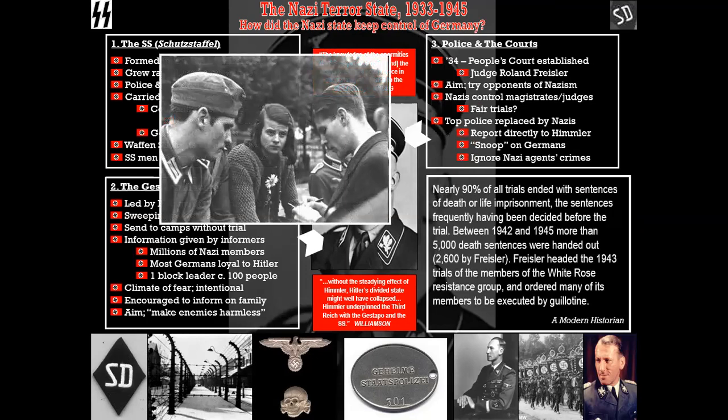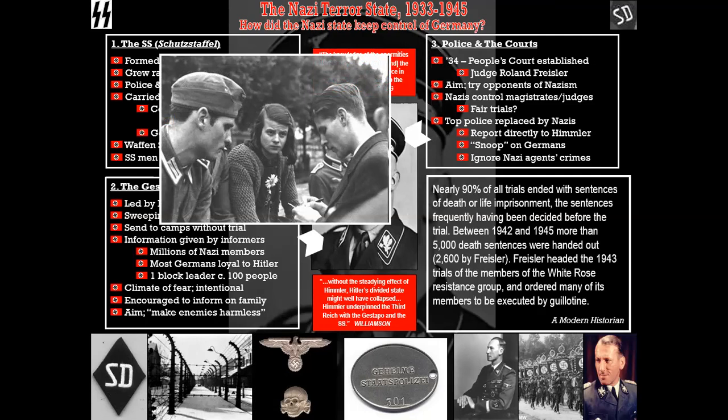1934, that was when the People's Court was established with Judge Roland Freisler at its head. The aim was to try opponents of Nazism, and they controlled magistrates and judges, meaning there's no such thing as fair trials, hence why in the notes it says they're fair trials? A modern historian has this to say: nearly 90% of all trials ended with sentences of death or life imprisonment, the sentences frequently having been decided before the trial. Between 1942 and 1945, yes, that's the last 3 years of the Nazis being in power, more than 5,000 death sentences were handed out, 2,600 by Freisler alone.